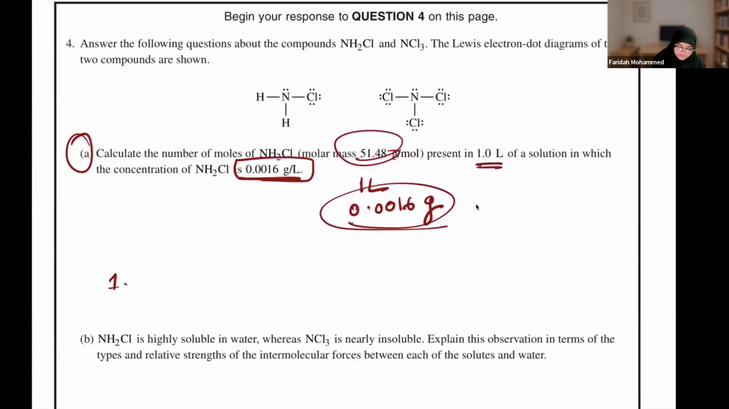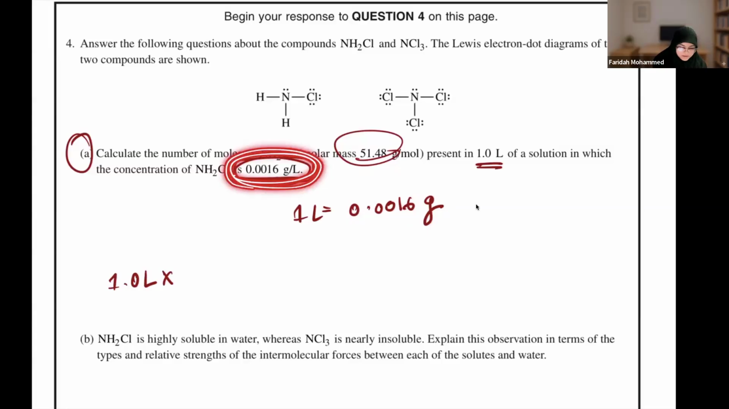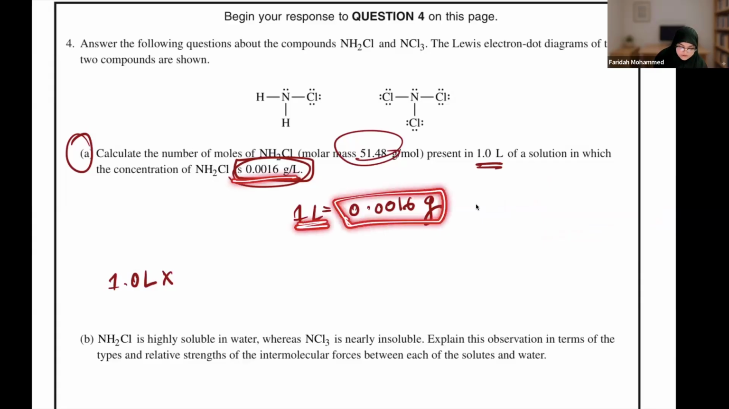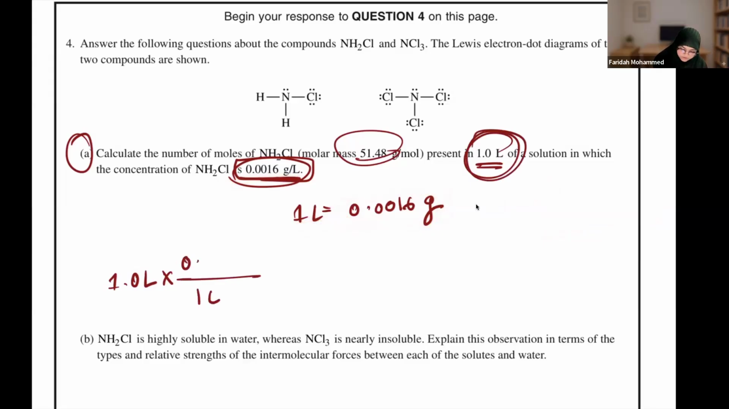You can start with 1 liter. This means 1 liter equals to... whenever they give you something like this, okay? Same goes with ampere. Whenever they give you ampere, let's say they give you 5 ampere, make 5 coulomb equals to 1 second. So they gave you this, make this much of gram equals to 1 liter. And they did ask you for 1 liter, so over 1 liter times 0.0016 gram. Cancel the liter, you have the gram.